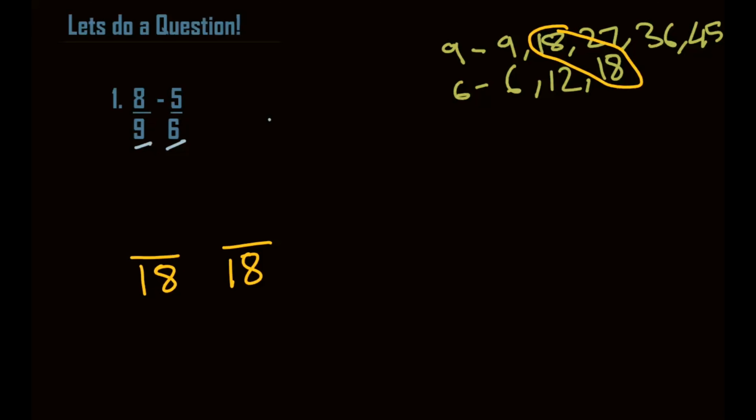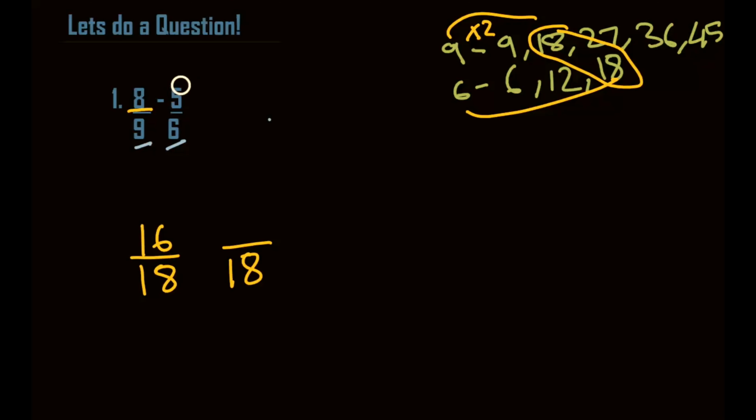Now we'll look at how we got from 9 to 18 and from 6 to 18. How did we get from 9 to 18? We did 9 times 2. The numerator we have is 8, so we'll be doing 8 times 2 to get our new numerator. 8 times 2 is 16, so our numerator here is going to be 16.